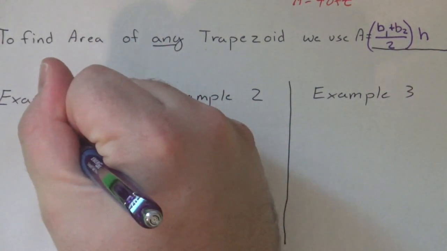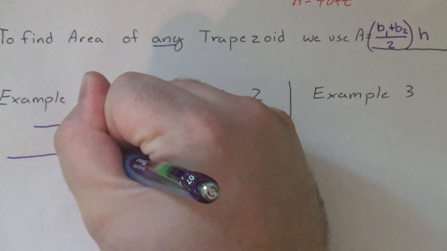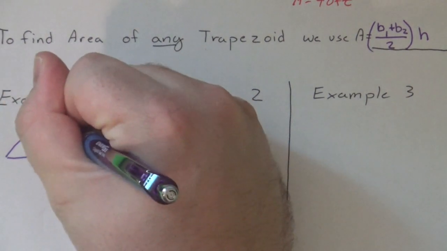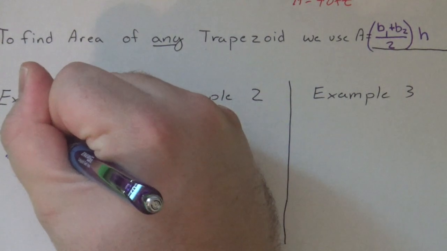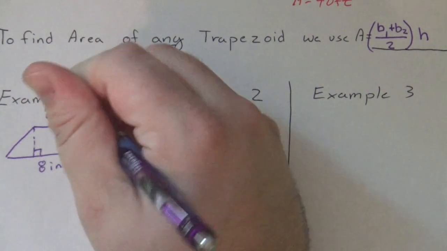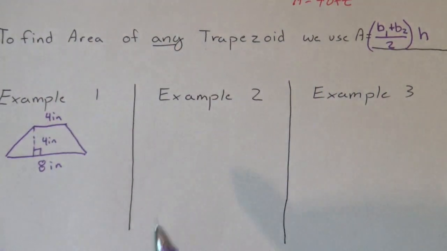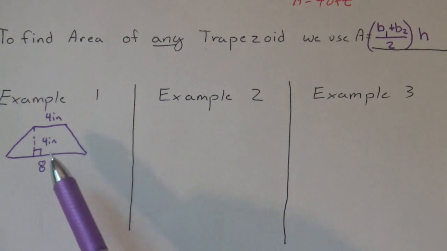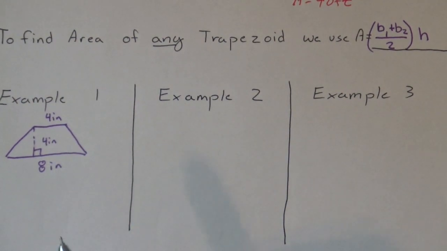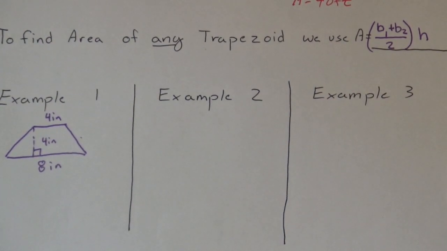Here we go. Let's keep things simple here. We'll say this is 4 inches. We're going to call this 8 inches. And for the sake of argument, let's just say this is 4 inches as well. Notice I've only given you 3 measurements. I've given you this one, the 4, this 4, and this 8. I'm not giving you these 2 sides because I don't want to confuse you yet. So let's look at this shape.